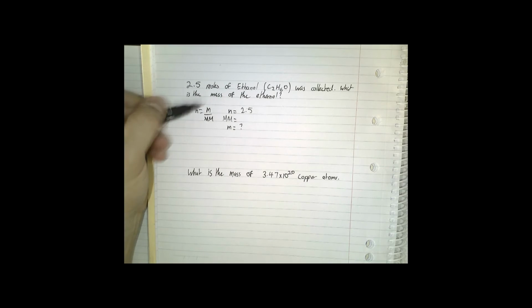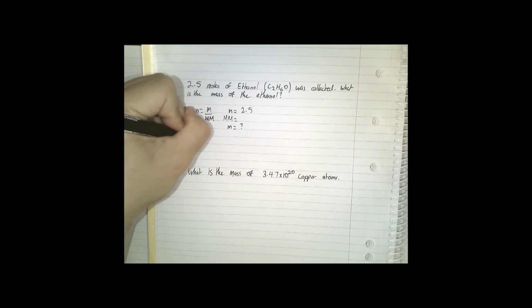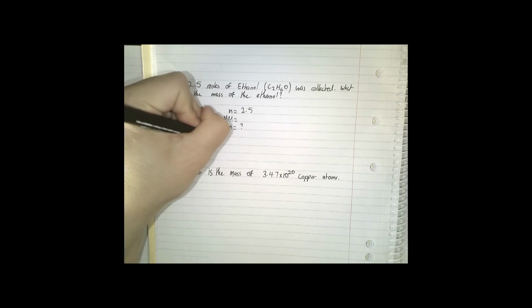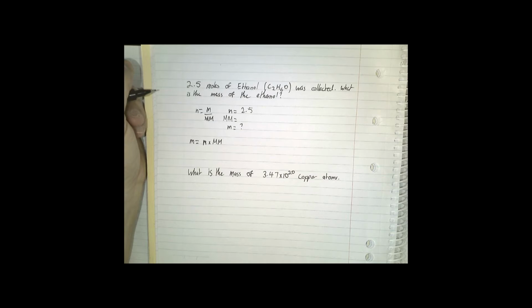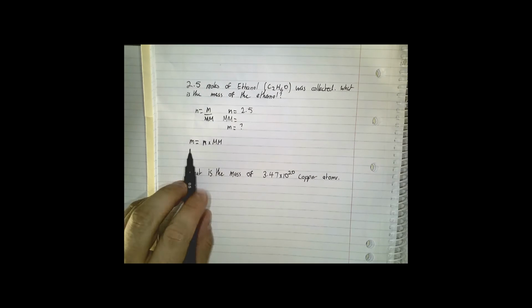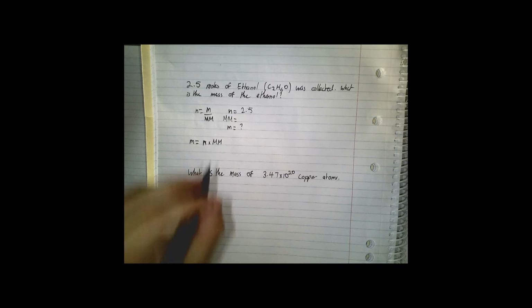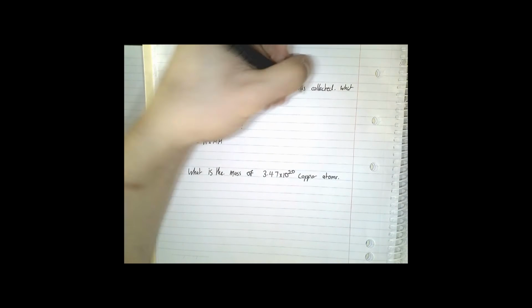Now, at the moment, m is not the subject, so similar to the other equation that we were using before with number of particles, we need to rearrange so that m is our subject, the mass of the substance. So I'm going to multiply by molar mass on both sides. And to rearrange the equation, it should look something like this. The mass of the substance is equal to the number of moles present times the molar mass. Now, to calculate molar mass, I'm going to be doing that over here.